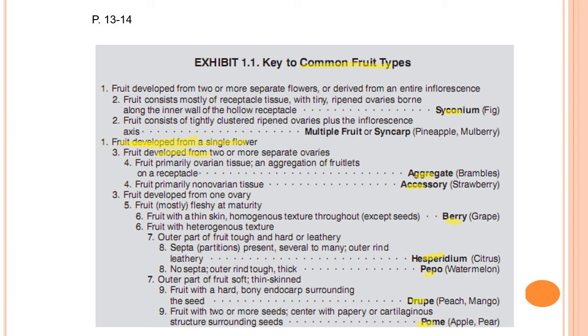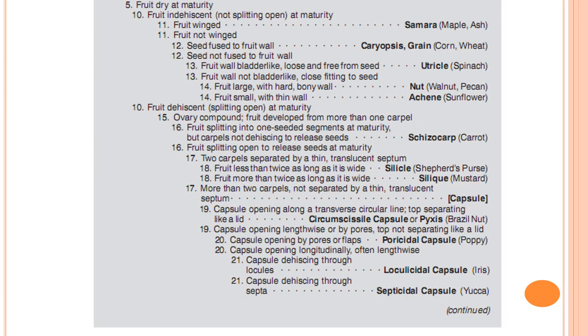Simple fruits can be berries, where all three layers are soft, or hesperidium, like citrus. They can be pepo, like watermelon. They can be drupe, like peach and mango, where the endocarp is stony. They can also be pome, like apple, pear, and quince. You don't need to remember all of these, but this is for your information.